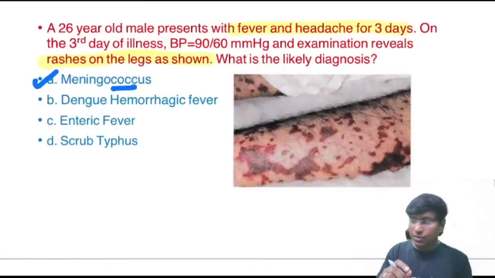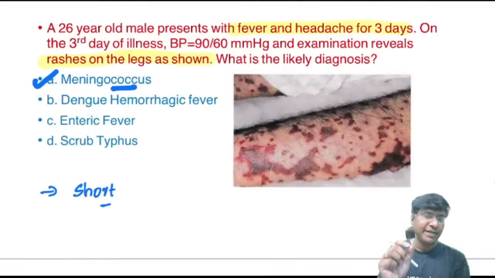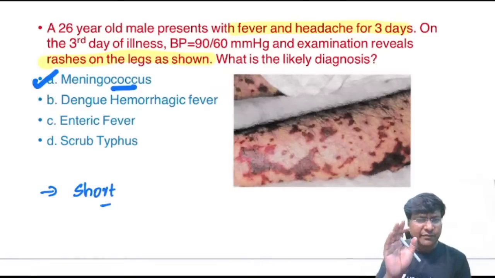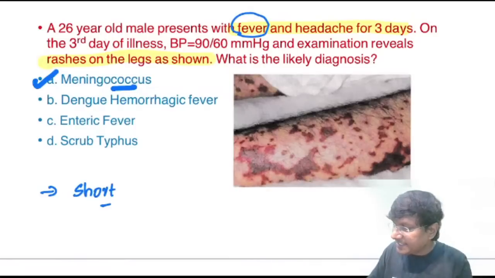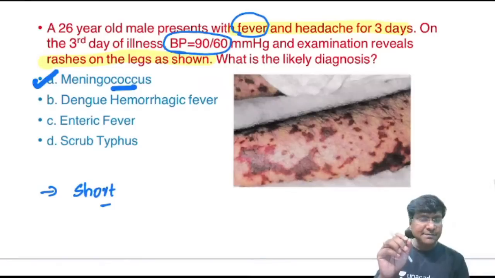See, in case of meningococcus, the history will be a very short history, and that too in the severe form of meningococcus, which we call fulminant meningococcemia. The presentation will be high grade fever and they may go immediately into a state of sepsis, right?